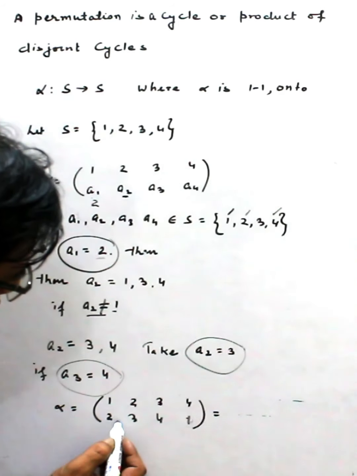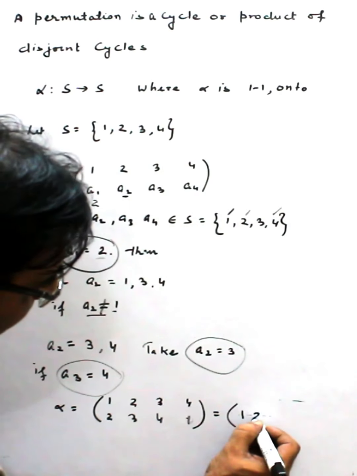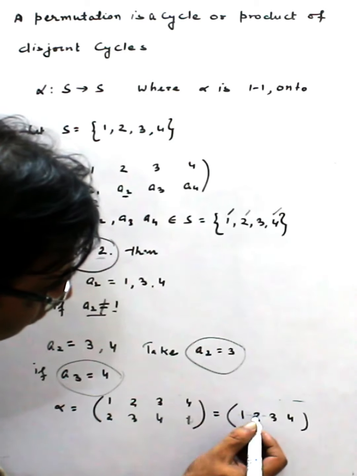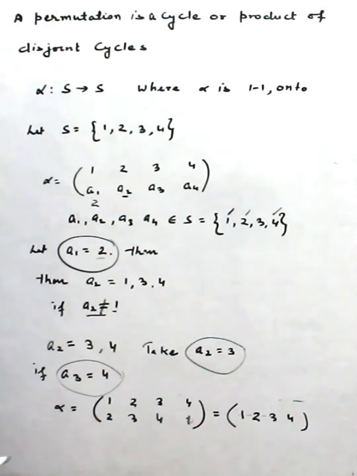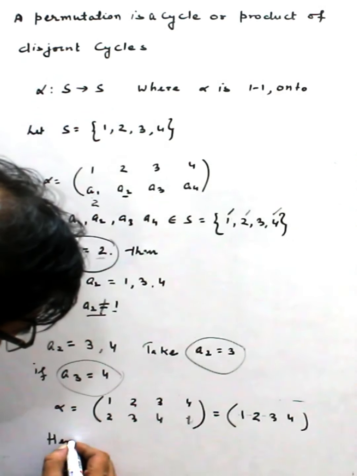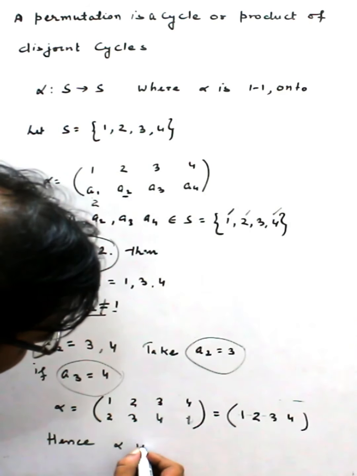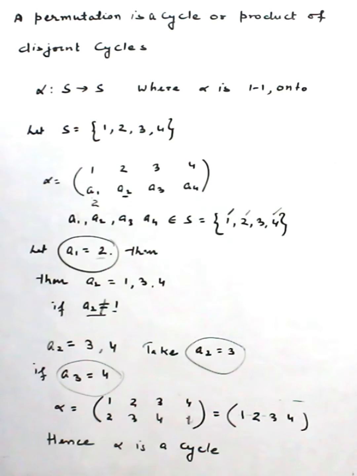1 goes to 2, 2 goes to 3, 3 goes to 4, 4 goes to 1, and this becomes the cycle (1 2 3 4). That means 1 goes to 2, 2 goes to 3, 3 goes to 4, and 4 returns to 1. So this is a cycle. Hence alpha is a cycle. So in this way we can understand the example.